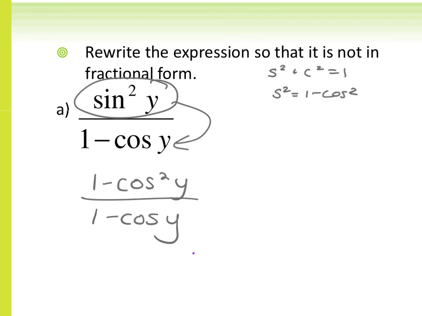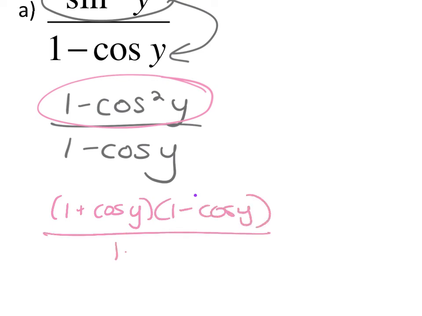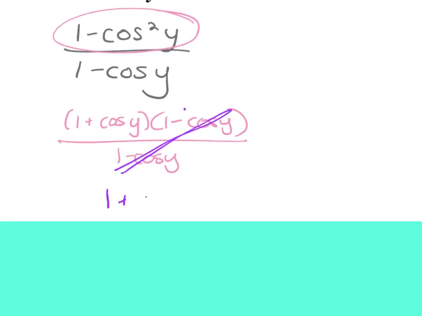Can I just cross through the 1 and the cosine and leave a cosine? I wish. No. What do you have to do with that top? Factor it out. Good. This is the difference of two squares. So it's 1 plus cosine of y, 1 minus cosine of y, over 1 minus cosine of y. The 1 minus cosines cancel, and I get 1 plus cosine of y. The goal was to get rid of the fraction, we did. And I cannot combine those into 1, so it's going to stay just like that.